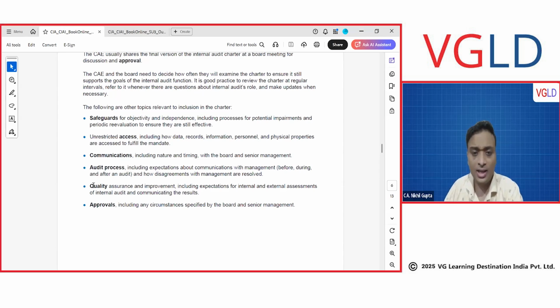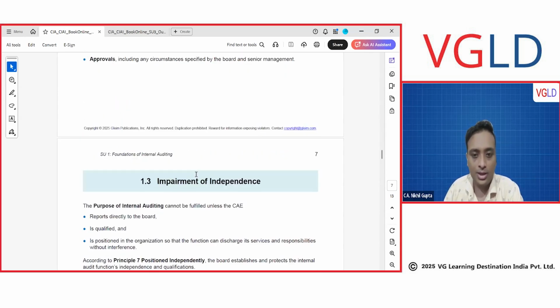Quality assurance and improvement, including expectations for internal and external assessments of internal audit and communicating the results, approvals by board and management.